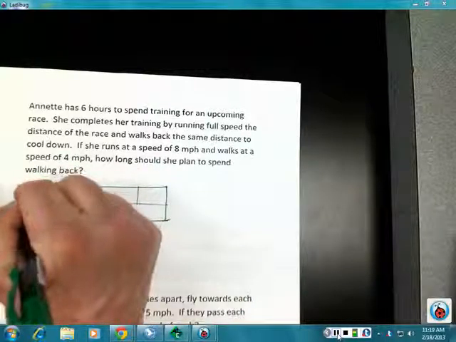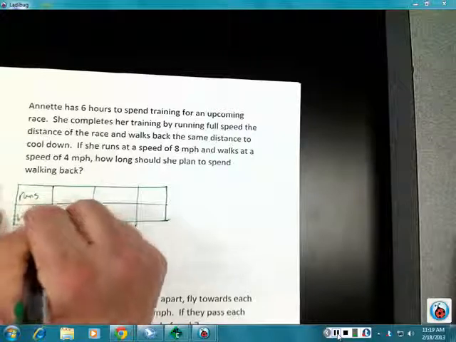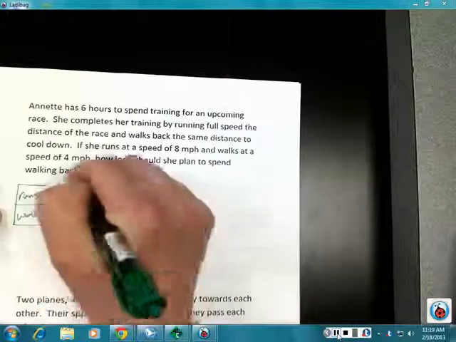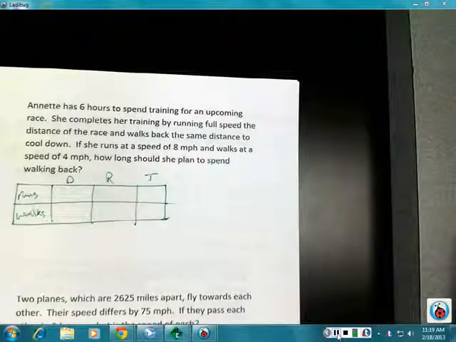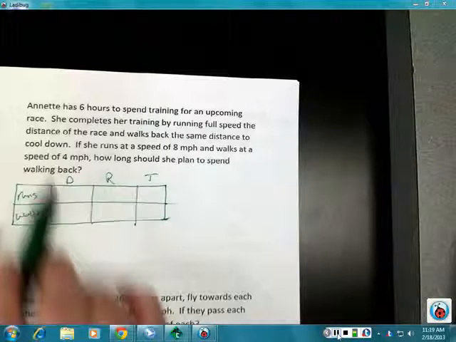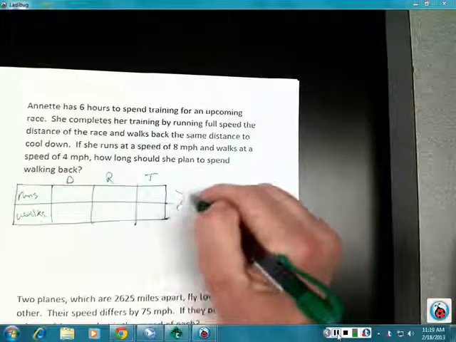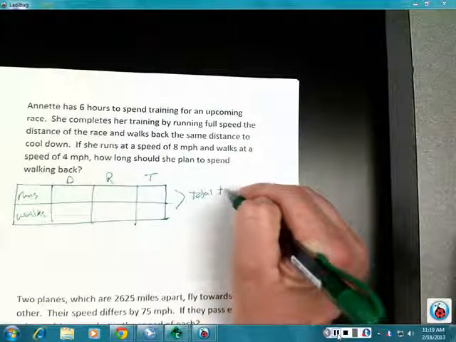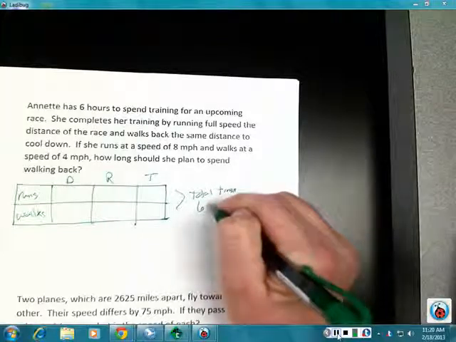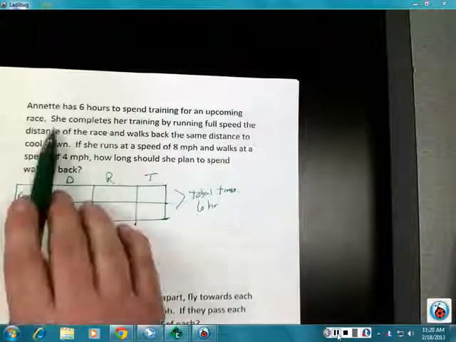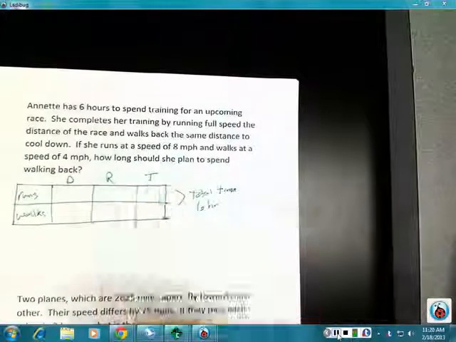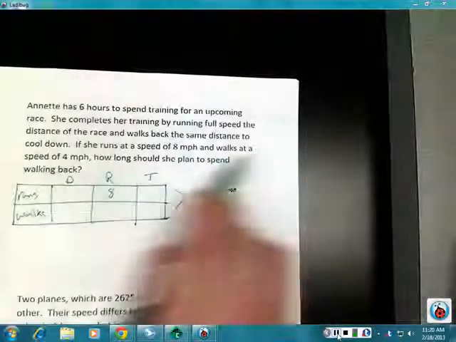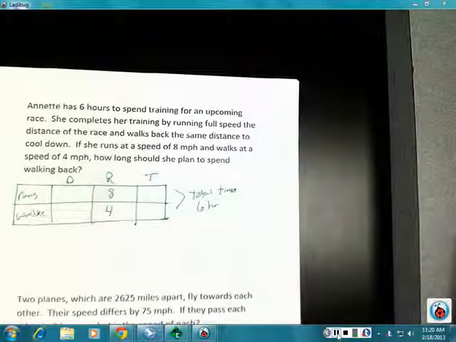So she runs and she walks. Distance equals rate times time. So what do I know in here? Do I know anything? No. Let's go through and look. Total time is 6 hours. She runs and she walks. She runs at a speed of 8 miles per hour and she walks at a speed of 4.